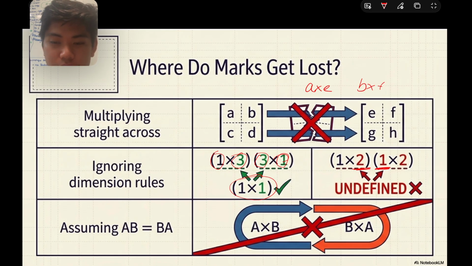Another common error is assuming that AB is equal to BA. If the question asks for BA and maybe they're lazy, they just want to do AB instead because they see A first, that's going to give you the wrong answer. Even if you do all the correct multiplication steps, because you change the order, it might not be the same answer, and you lose marks there.